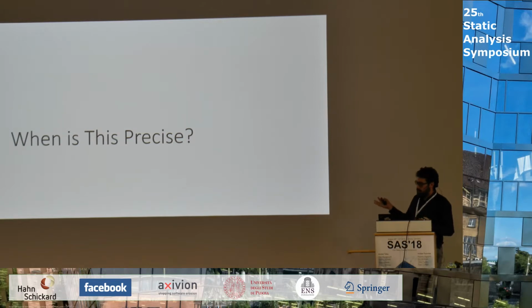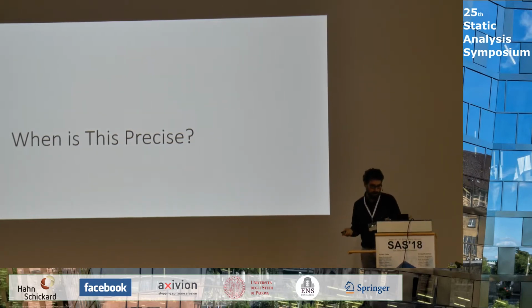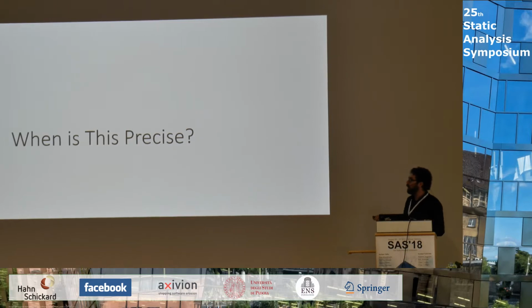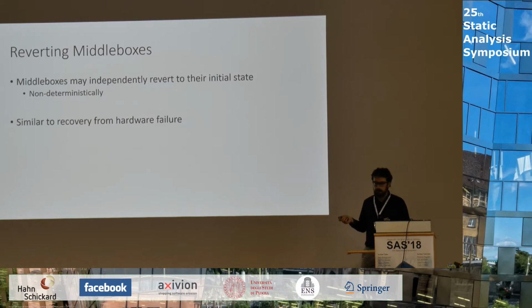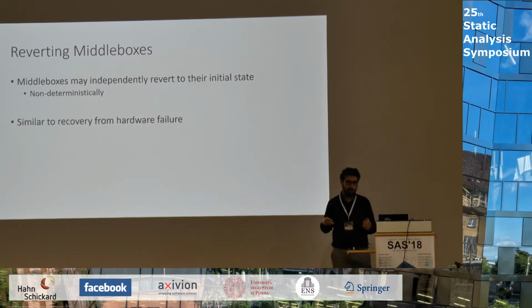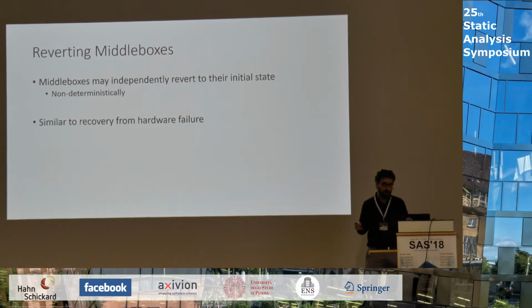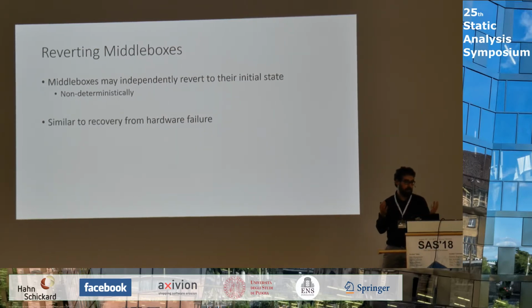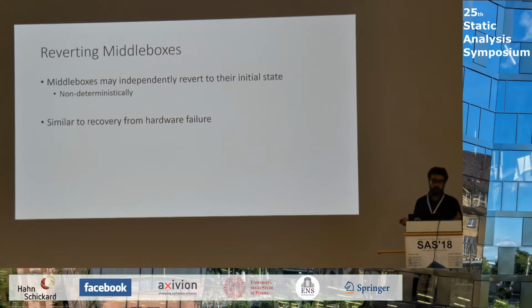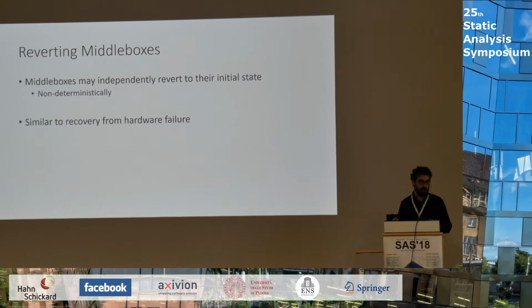So this raises another question. When is this whole scheme precise, right? We've done a bunch of abstractions and Cartesian abstractions and broken apart a lot of things and a lot of correlations, and those correlations might be important. So we look at a specific class of middle boxes. We call them reverting middle boxes. Reverting middle boxes are middle boxes that may non-deterministically revert to their original state, the initial state with which they were started. So this is not unlike having a device on your network crash and then be booted up, clean slate. And presumably, network people take that eventuality into consideration.